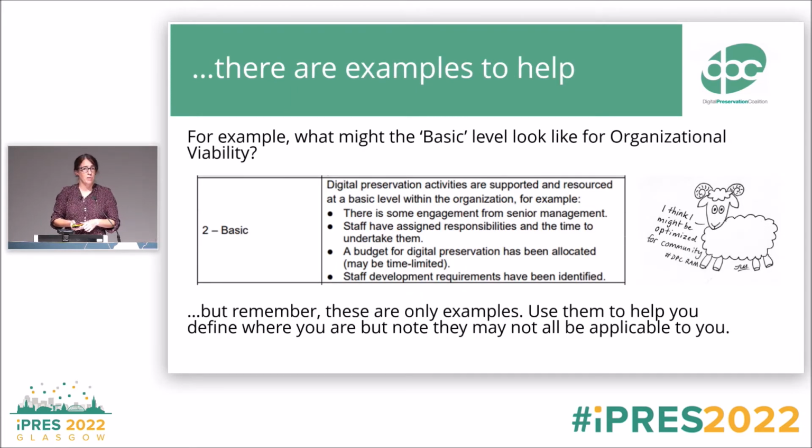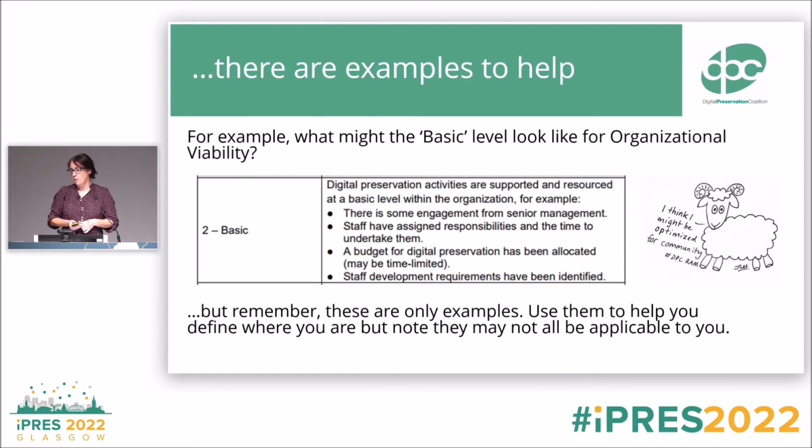So here's an example of some of those examples. So here's an example of what the basic level might look like for organisational viability. At the basic level of organisational viability, you might expect to see that you've got some engagement from senior managers. You would hope to see that staff had assigned responsibilities and perhaps just as important, the time to undertake them. A budget for digital preservation should have been allocated, but it says maybe time limited. So it might be a project budget for digital preservation rather than something that you can guarantee is going to carry on.